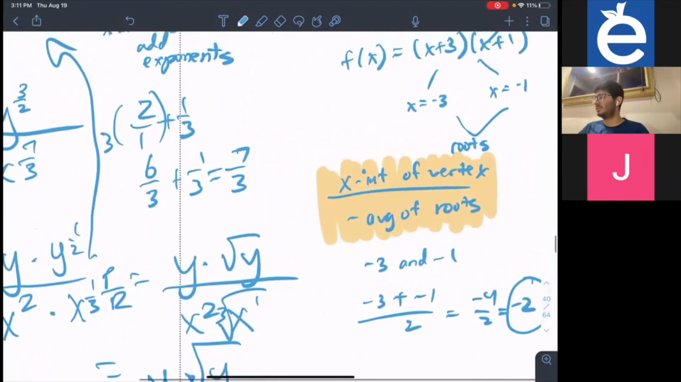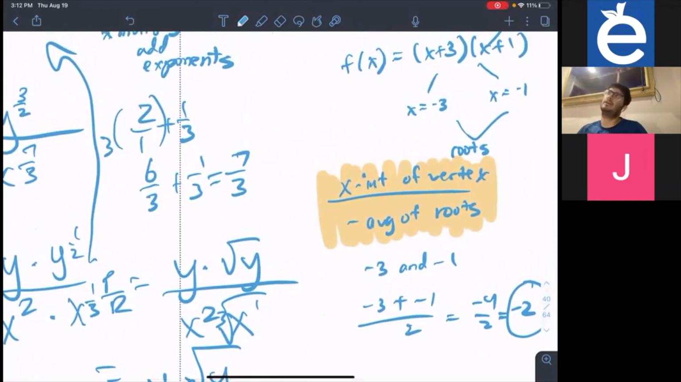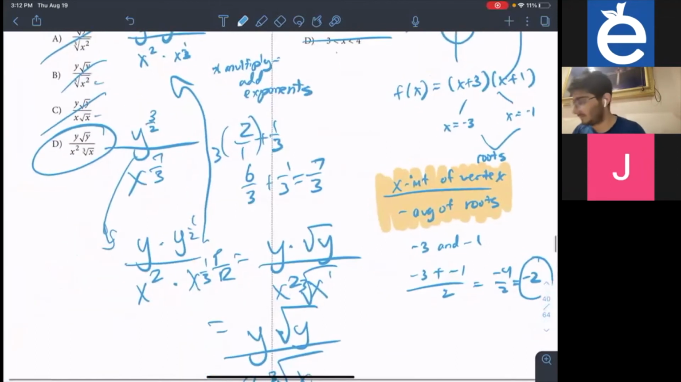And then to find the y-coordinate of the vertex, you can just plug in the x value of the vertex and find the output of y, and you get the coordinate.